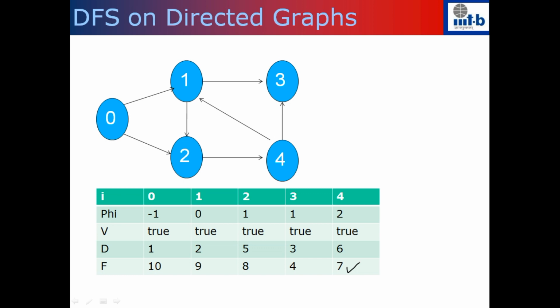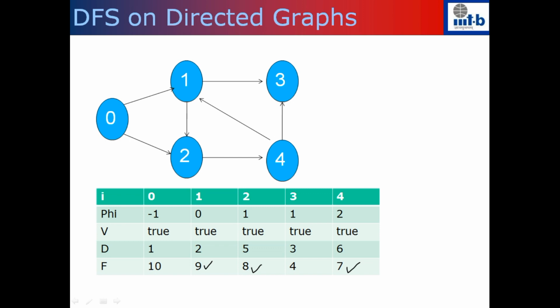Now I backtrack from 4. I came from 2, so I go to 2. There was only one edge 2, 4 which has been considered. So I set the finish time of 2 to be 8. From 2 I came from 1, so I'll go to 1. There were two adjacent vertices of 1, one is 3 and the other is 2. Both of them are considered. So I set the finish time of 1 to be 9.